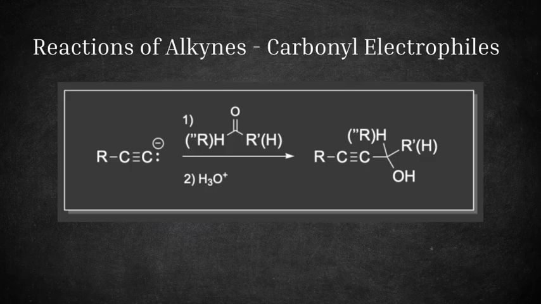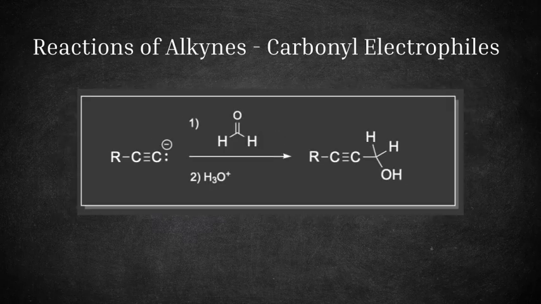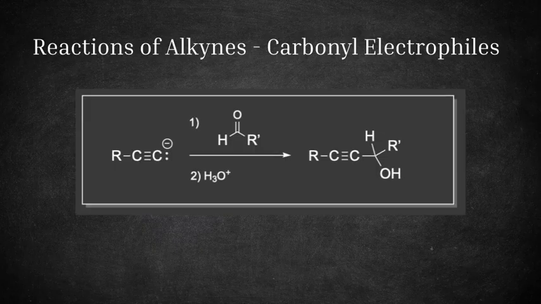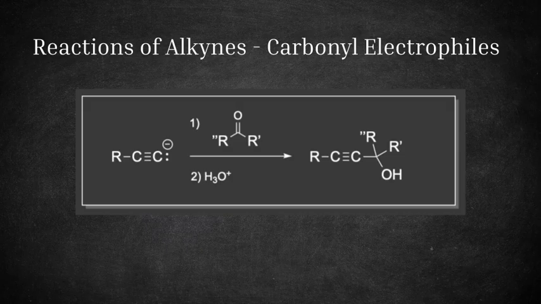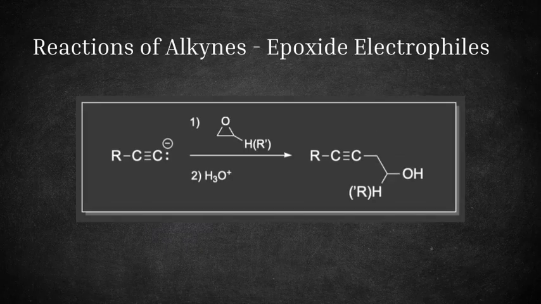Acetylides can also react with carbonyls and epoxides in nucleophilic addition, similar to Grignard reagents, to form alcohols. The nucleophilic carbon on the acetylide attacks the electrophilic carbon of the carbonyl or epoxide, forming the carbon-carbon bond and generating an alcohol. The type of alcohol formed follows the same pattern as for Grignard reactions. Reaction with formaldehyde gives a primary alcohol, reaction with an aldehyde gives a secondary alcohol, and reaction with a ketone gives a tertiary alcohol. When reacting with an epoxide, the product is a primary alcohol, with the hydroxyl group located 2 carbons away from the alkyne carbon.